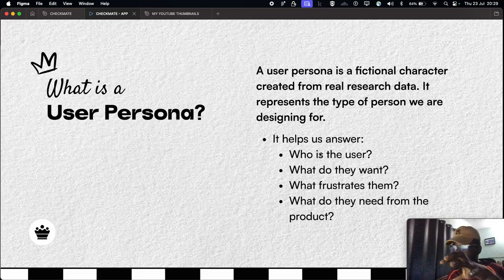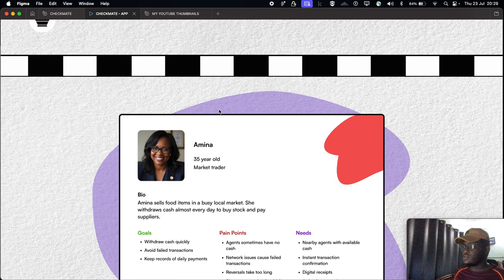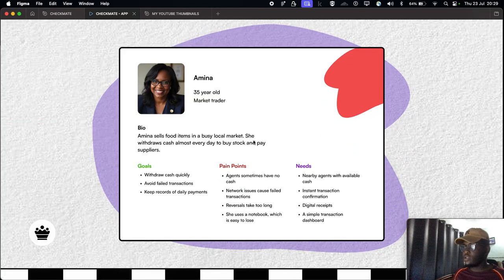Do you get? So Blessing can now say, okay, since I've gotten Victor, I've gotten Emmanuel, I've gotten Obi, now let me create a fictional character that represents all this, and I can say, okay, the name of the person will be Emeka, and Emeka is going to be this. Emeka needs this. Emeka's frustrations are this, and this is what Emeka needs from the product. Do you understand? So that's what a user persona is. Do you get? So this is just an example that I created.